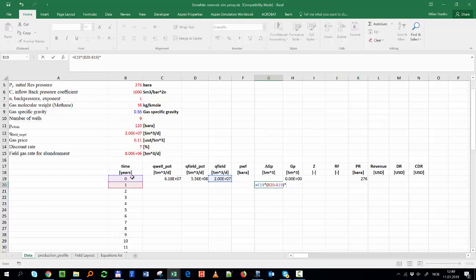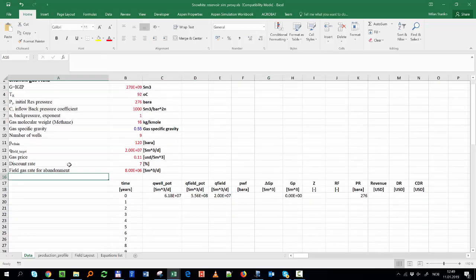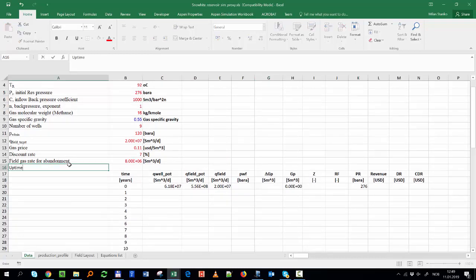I need this uptime, which I don't have. So let's make one more for uptime. We're going to make it in days. How much uptime do we put? Let's put something like 95, 0.95 times 365, 346. So here how much we produce was this rate times this number minus this number, times the uptime.